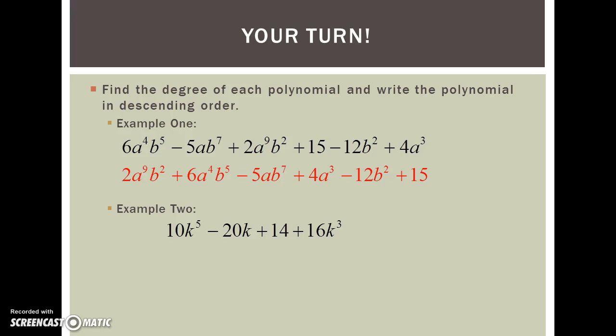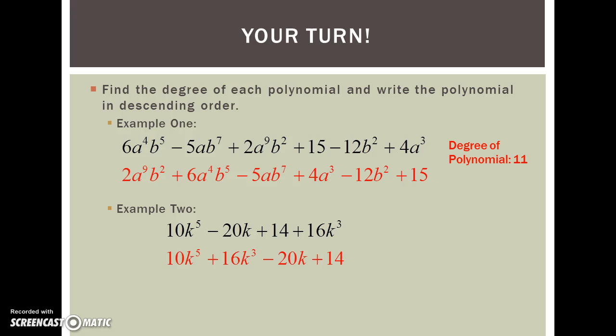Alright, so in the first one, you're going to write 2a to the 9th, b to the 2nd first because that has a degree of 11. The next one has a degree of 9, then a degree of 8, degree of 3, 2, and a degree of 0, so it's in descending order, and the degree of the polynomial is 11.